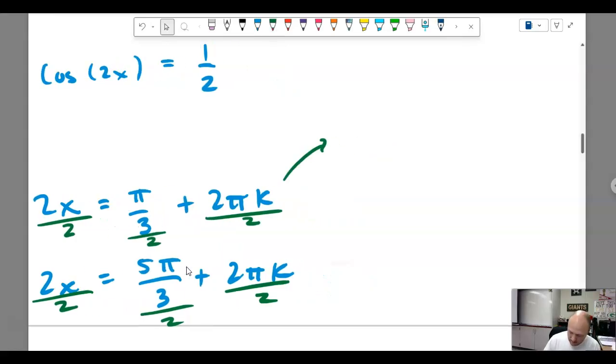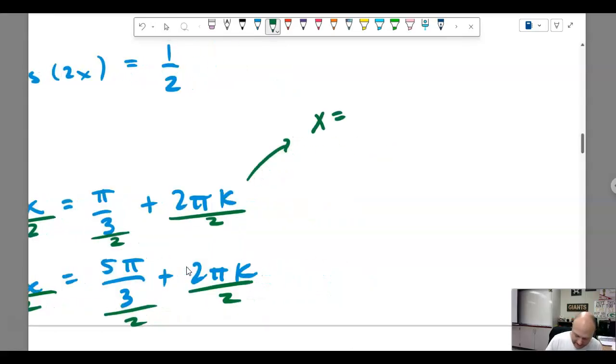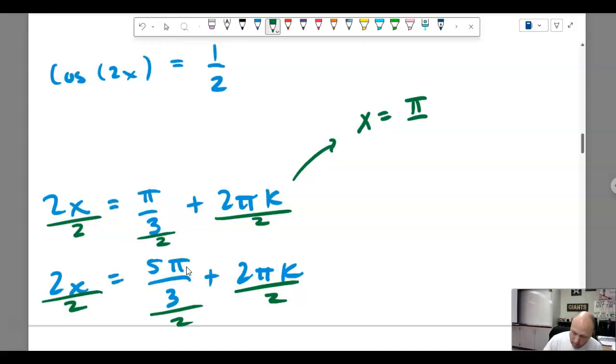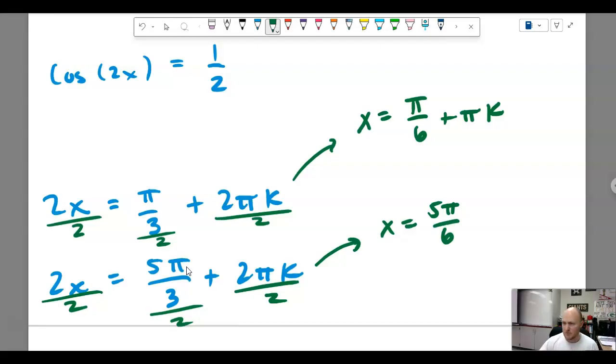And what we get here is our first solution, x is equal to pi/6 plus pi k. And for our second solution, we get x equals 5 pi/6, right? I'm just cutting the thirds in half, plus pi k. And so if you have the divide here, you also divide that 2 pi k by that value as well.